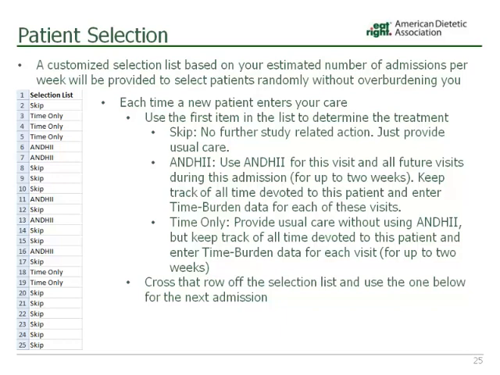Now I want to talk about patient selection, how to choose which patients end up in the ANDHII study. For everyone in the study, I'll be making you a customized selection list. This list is randomly generated, and it's weighted based on how many patients you see. So I'll ask you to email me the average number of patients that enter your care every week. And then I'll make your custom list.